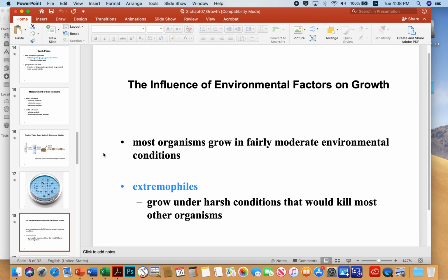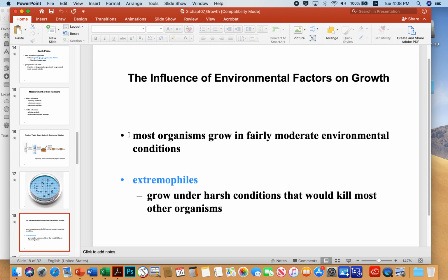Obviously, the environment has a tremendous amount of impact on how microbes grow. Most microbes just prefer fairly moderate environmental conditions. So basically, whatever you like, a lot of microbes prefer as well. The moderate temperatures and moderate sun exposure and all that stuff. So again, whatever you think is comfortable, a lot of microbes prefer as well. But there are these extremophiles that grow under really harsh conditions that would kill most other organisms.